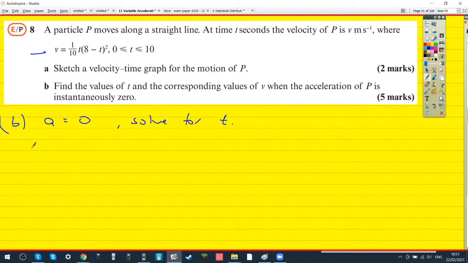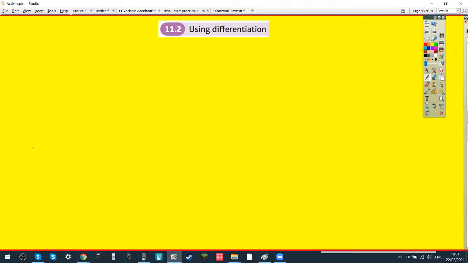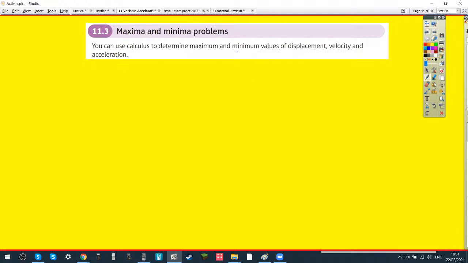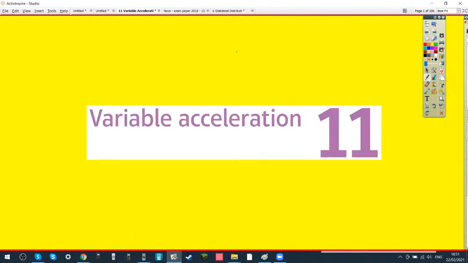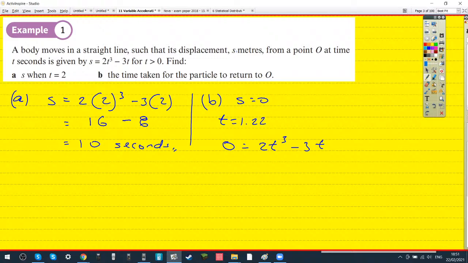Oh, hold on. Find the values of t and the corresponding value of v. Yep, and then just sub it back into the original. So it's alright, that one. I just want to see maximum and minima. Yeah, right. Test today is best today. Test our best.